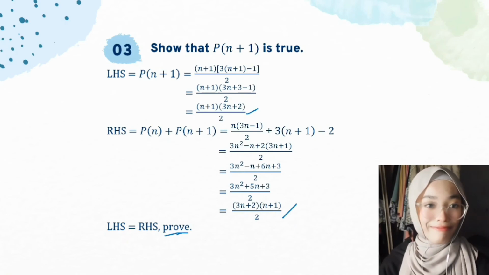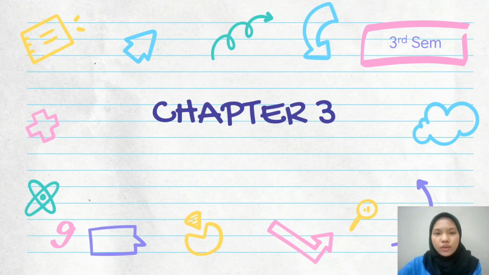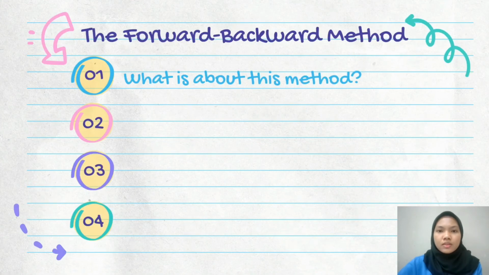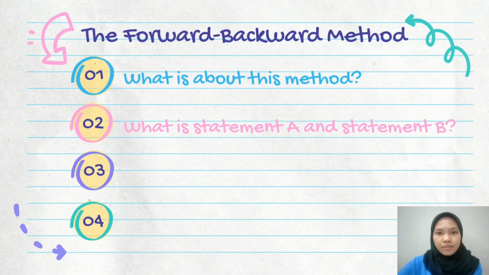Hi, in this video I would like to explain chapter 3 subtopic, which is the forward and backward method. So basically, the forward and backward method is to prove if A then B is true. We will assume that statement A is true and use it to show that statement B is true. Okay, what is statement A and statement B? Statement A is the hypothesis of this question and statement B is the conclusion of this question.